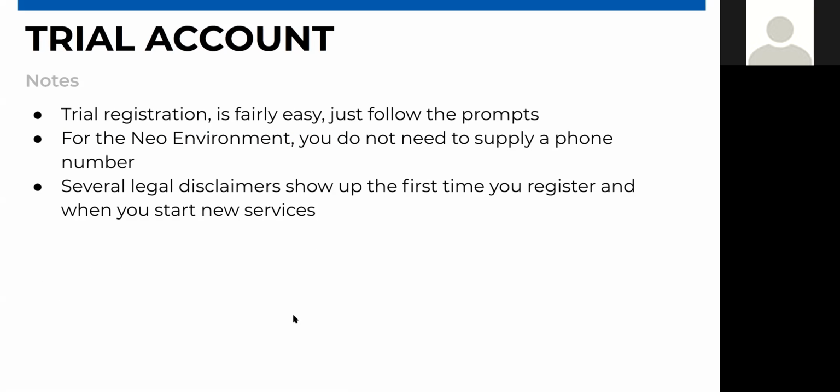Just a note on the trial account. Whenever you're doing this registration, again, just follow the prompts. When you first log in, you're going to get a prompt that may make it seem like you can't forge ahead without your phone number. You can. It's talking about the Cloud Foundry environment, where you're going to be working in the Neo environment today. So you do not need to supply your phone number in order for that to work. And also, you may see several legal disclaimers that show up that you may not see in this video because I've already registered my account.